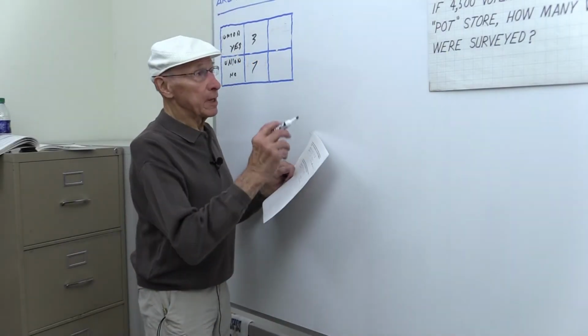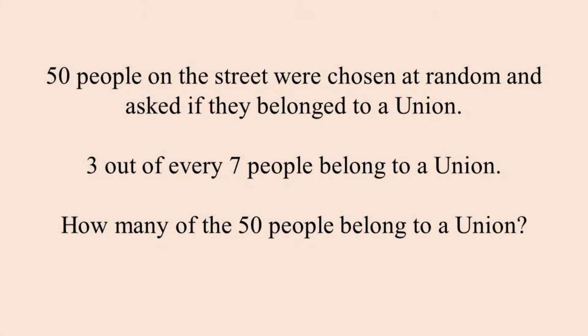This is another survey type problem. If 50 people on the street were chosen and asked the question if they belong to a union, 3 out of 7 people say that they belong to a union. The question comes in, how many of the 50 people belong to the union?